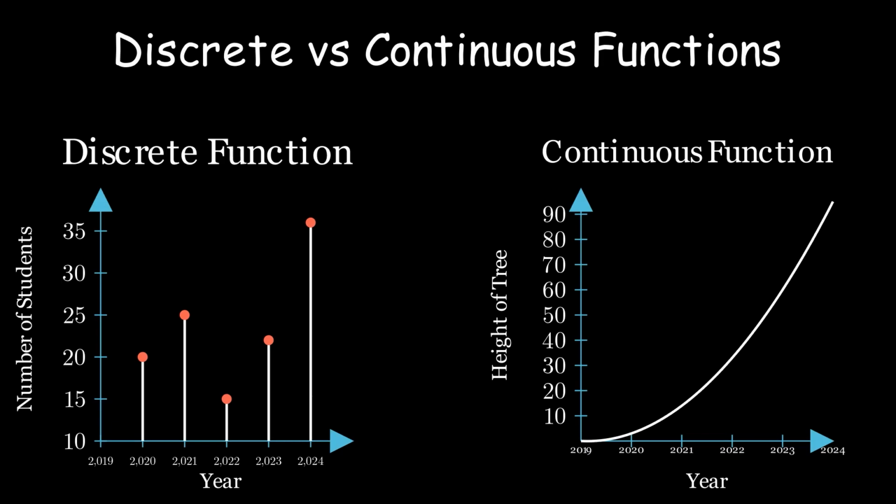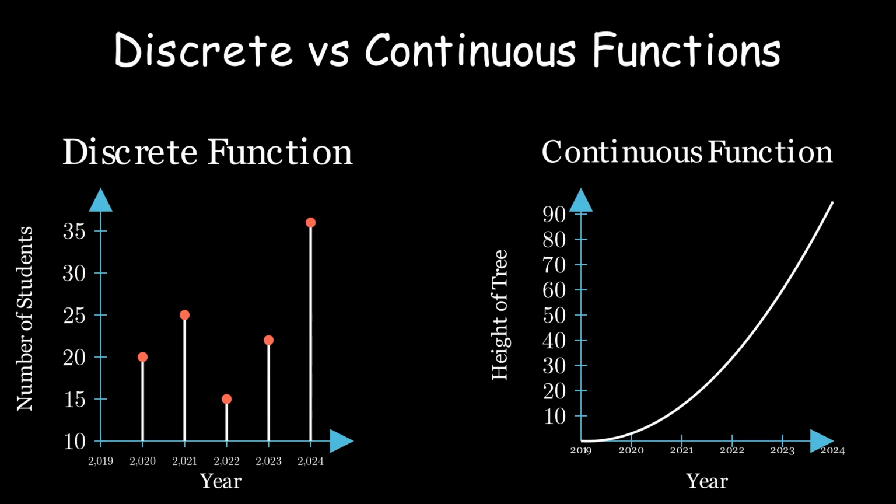From the graph, we can see that the height of the tree can take on any value within the given range and changes continuously over time. That is, there are infinitely many points between any 2 points on the graph. This is what we mean by a continuous function.